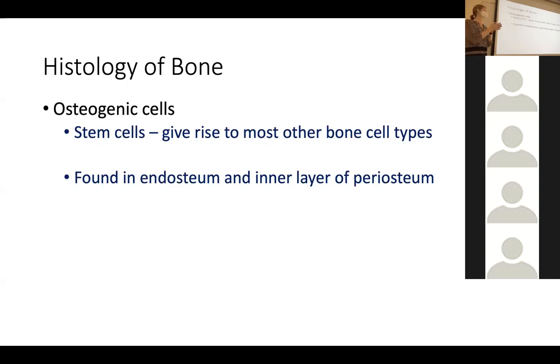An easy way to remember, well, maybe this is how I think of it. Osteogenic, they generate bone cells. So they make new bone cells, essentially. And that's all the detail you really need to know about osteogenic cells. They're giving rise to other bone cell types. Not all of them. One cell type is formed separately.